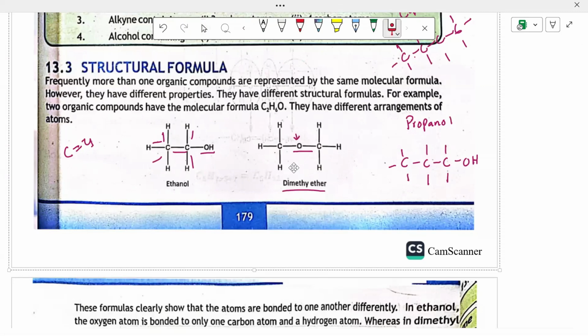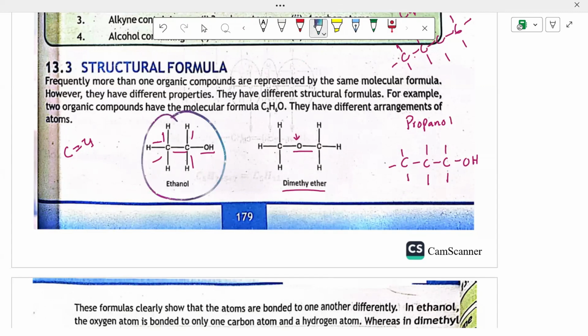So structure formula basically is when we open up the structure. For example, here you could see its condensed formula would be C2H5OH. It would show us how many carbons and hydrogens and to which carbon the functional group is attached and so forth and so on. Okay. So this opened formula is known as structure formula.